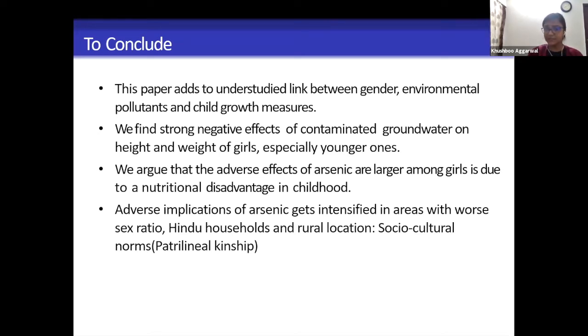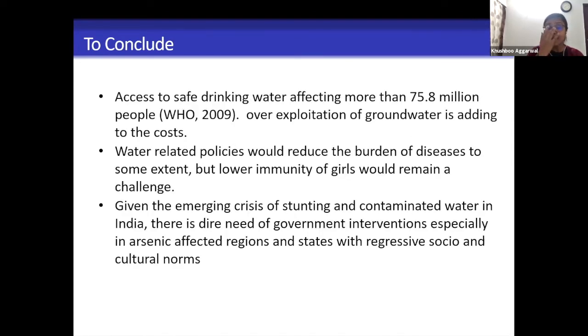The adverse implication of arsenic gets intensified in areas with worse sex ratio, Hindu households, and rural location. This again might be due to the prevalence of socio-cultural norms that have an inclination towards patrilineal kinship or patrilocal practices. Now, access to safe drinking water is a major issue and has affected the lives of millions, especially in developing nations like India, where the overexploitation of groundwater has led to a higher level of contamination and is adding to the cost.